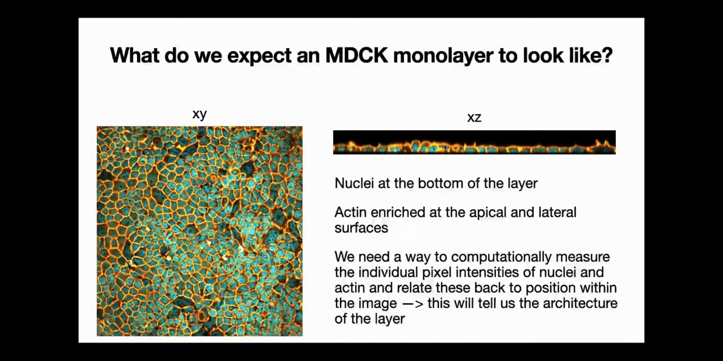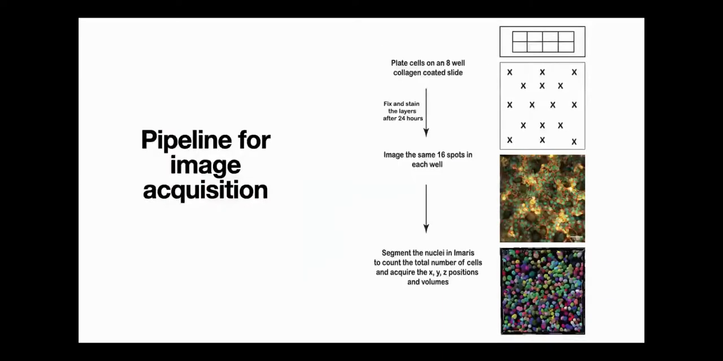So to do that, we created a pipeline for image acquisition. First off, we plate our cells on a collagen-coated slide, as I've said, and then after 24 hours, we fix and stain the layers. And then we image the same 16 positions within the well. As I said, the organization across the well doesn't appear to be uniform, so we don't want to be picking and choosing where we image.